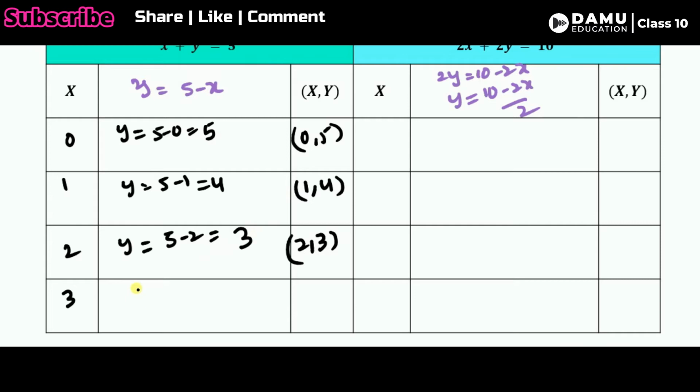Let's take x as minus 1, which means it will increase. So y will be equal to 5 minus 3 [sic: 5 minus 2], that will be equal to 3 comma 2. Let's take the values for this graph.